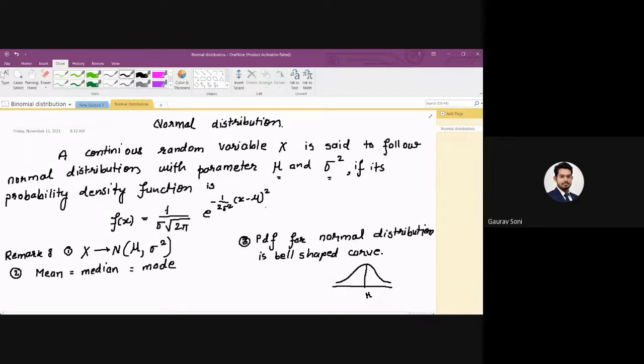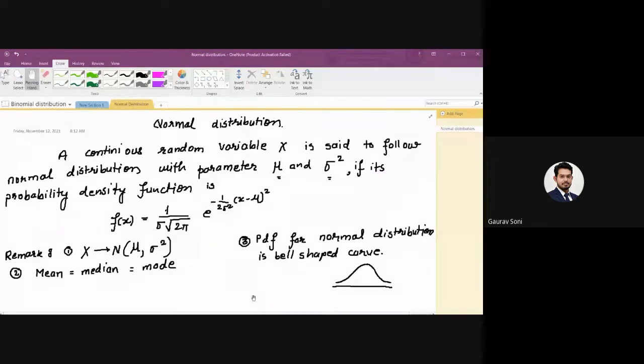Whatever is at the center is the mu actually. Can I say that this is mu? Looking at the second remark, can you say that this is mu? Yes, sir, because it is equal for kurtosis. Okay, anyways, we'll come to this later. So this is nothing but the bell-shaped curve. Next remark.